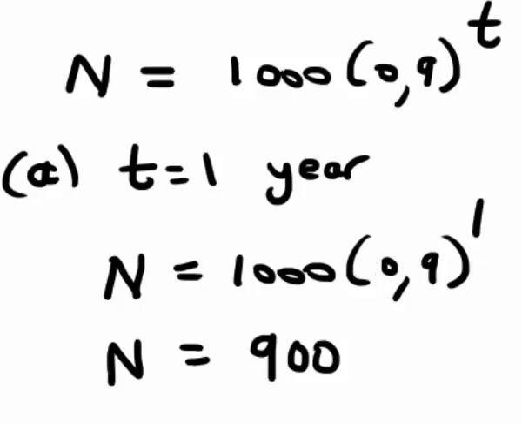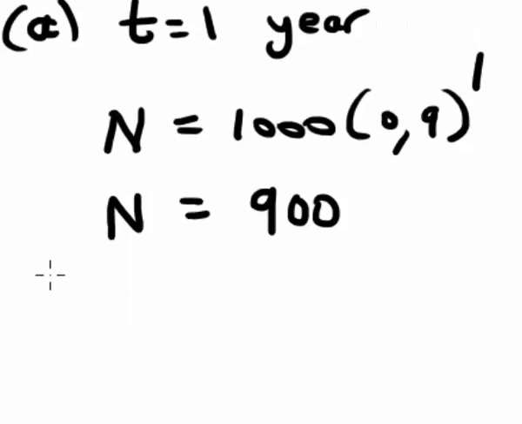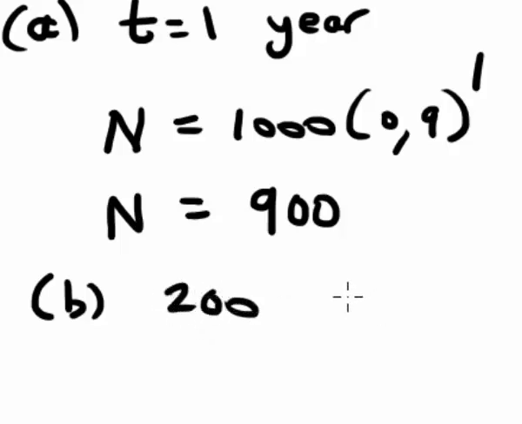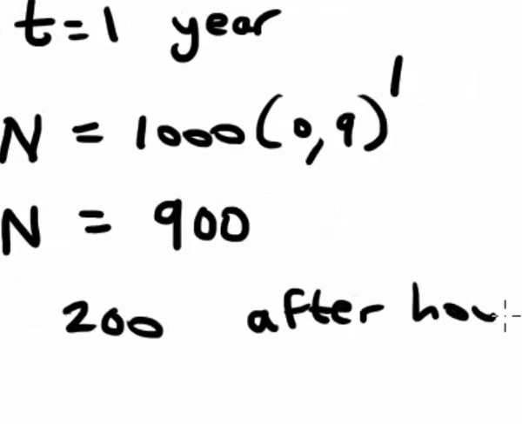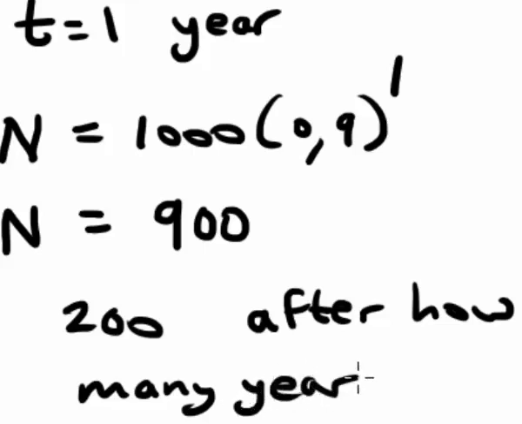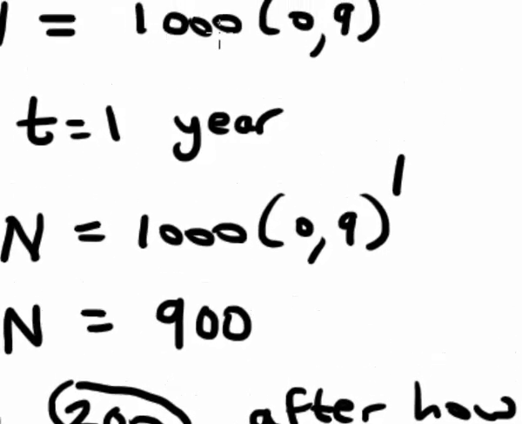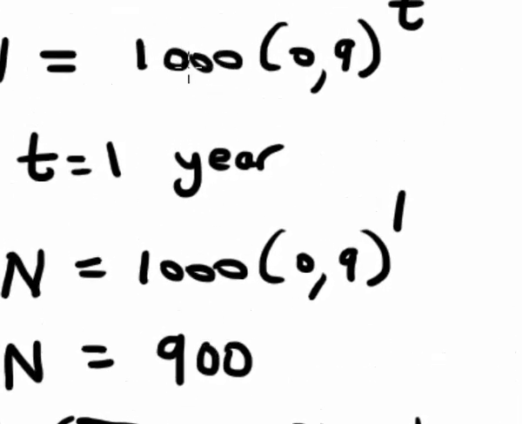The other thing that's important here is they said in number B, after how many years will the population decrease to 200? After how many years? So we want t. After how many years will the population decrease to this amount? So remember, it's going down. It started off with 1,000 and it's going down. This is the formula we use.